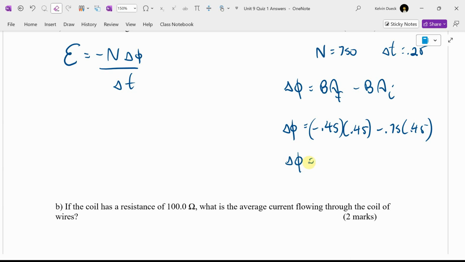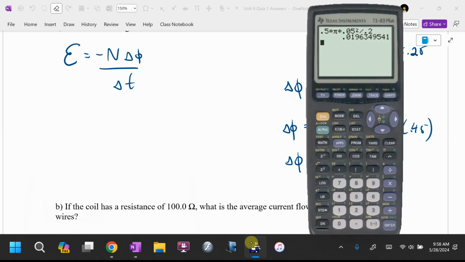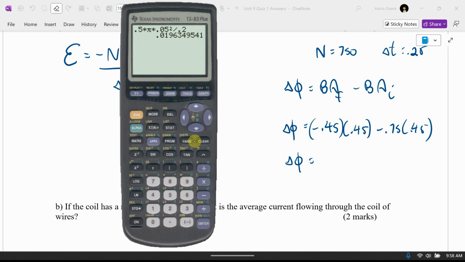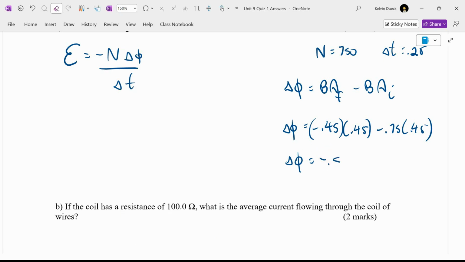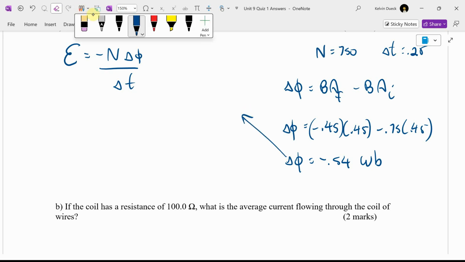I continued to find this here, and then I'll walk this number over. If you wanted to move that whole expression over, you could, but I went to my calculator. Negative 0.45 times 0.45 minus 0.75 times 0.45. I got a change in flux of negative 0.54 Webers, and I walked that over to here.